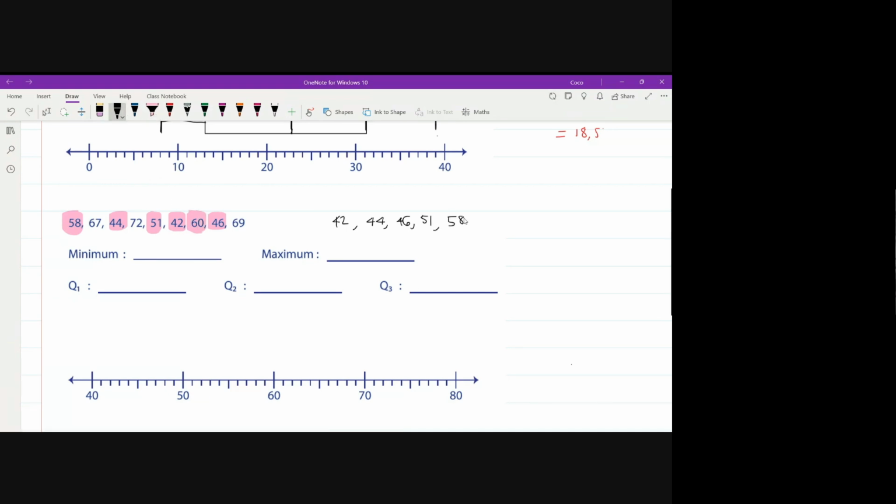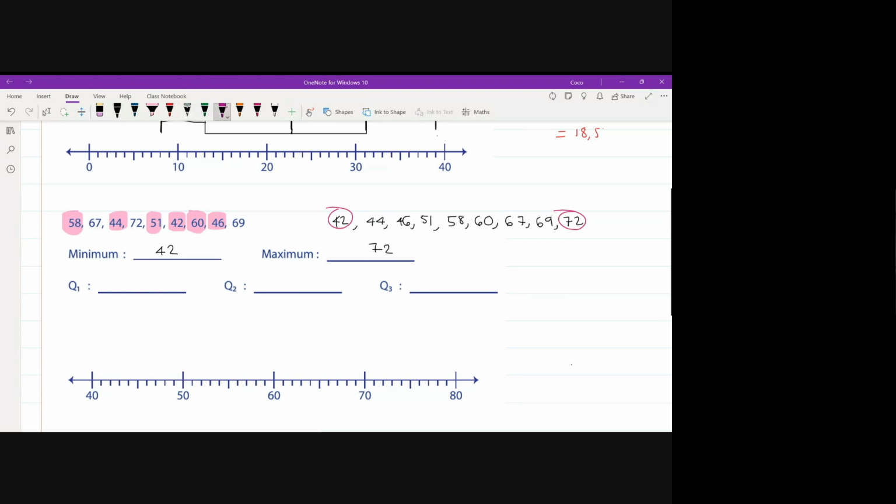51, 58, 60, and then 67, 69, 72, 67, 69, 72. All right, so this is nice and easy. We know that that is our minimum value, that is our maximum value. So minimum 42, maximum 72.